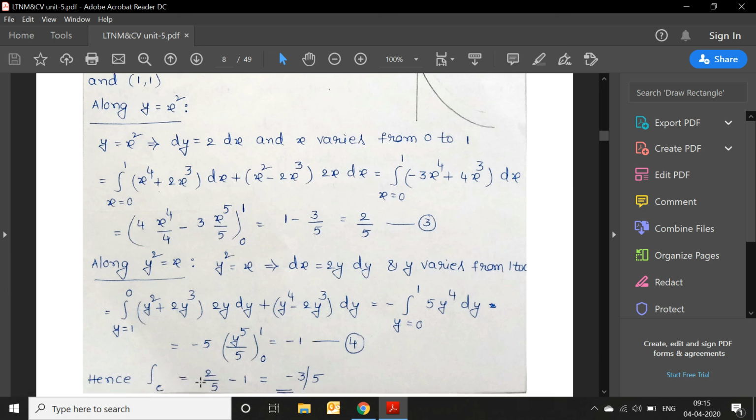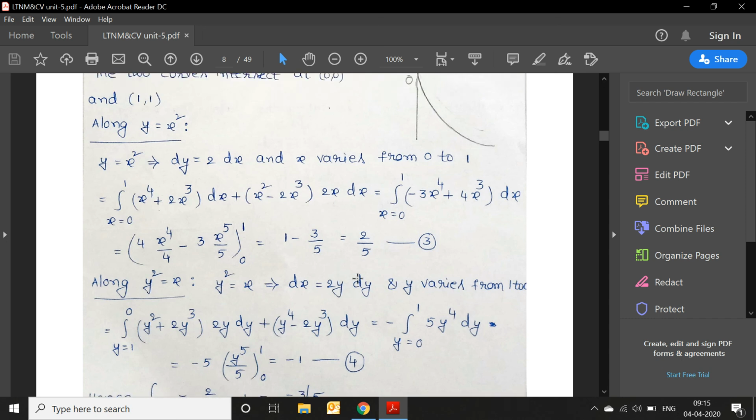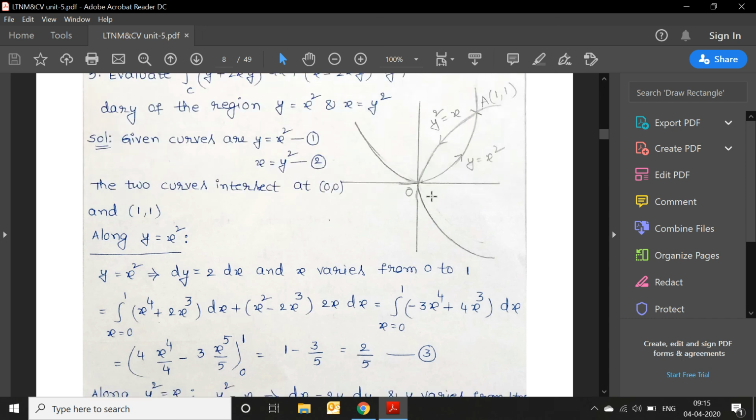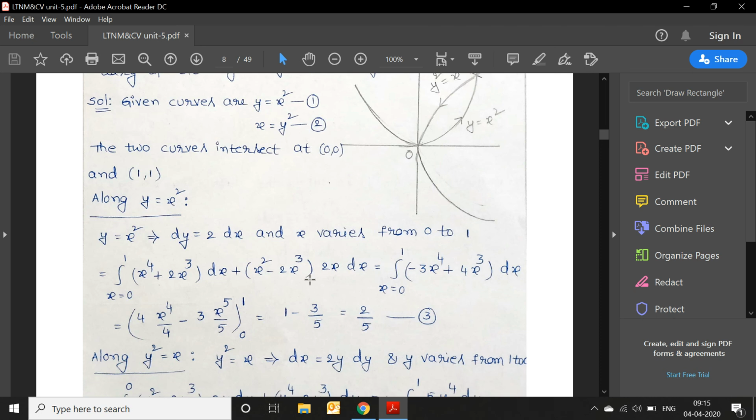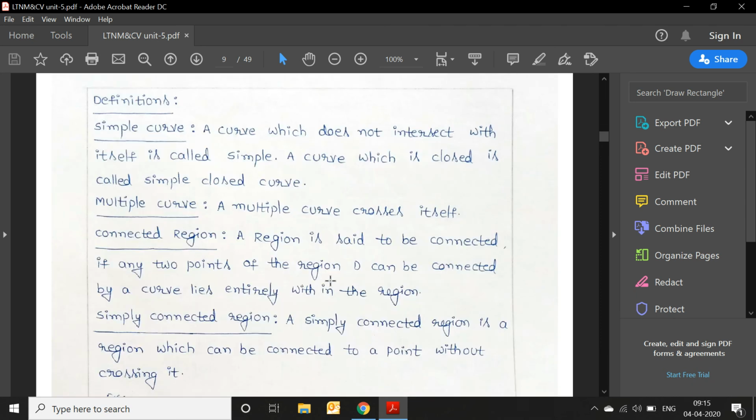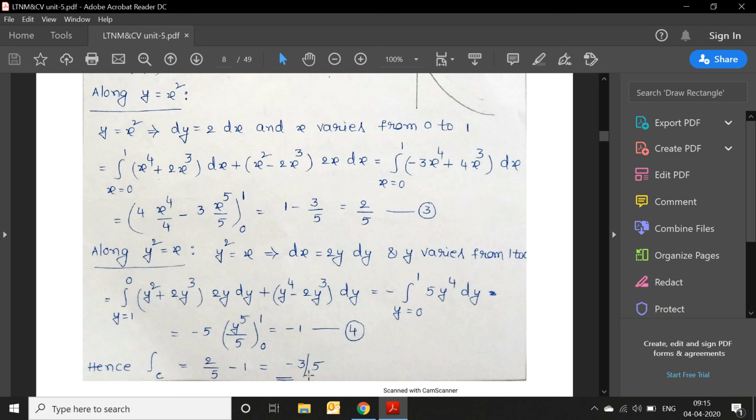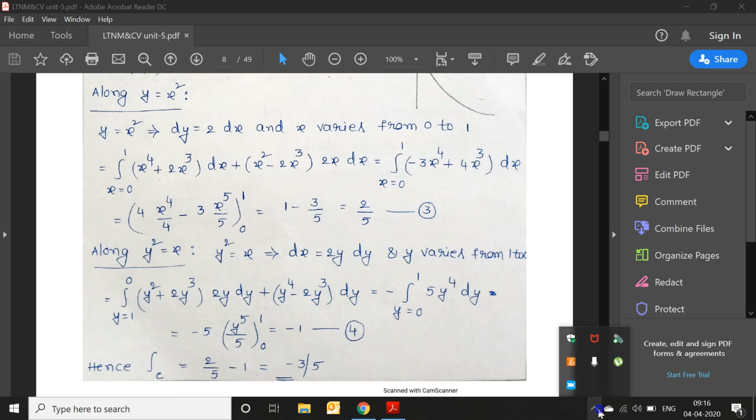Integral over C of the function is equal to the sum of these two values, because the region is between two curves, so we find the line integration along OA and along AO. We need the total integration, so we add both. 2 by 5 minus 1, so the answer is minus 3 by 5. So that's all, students. Today we discussed line integration. In the next class we will discuss Cauchy's integral theorems.